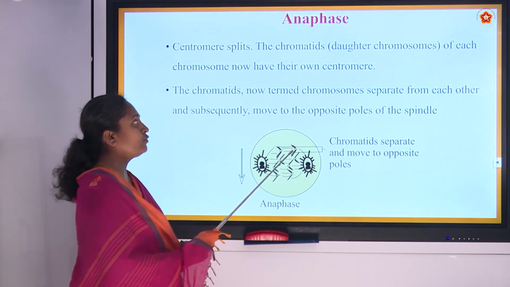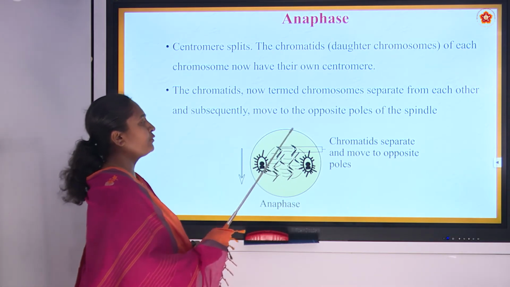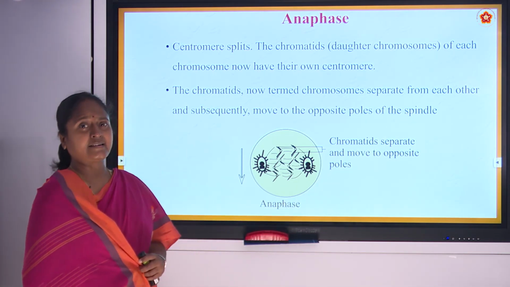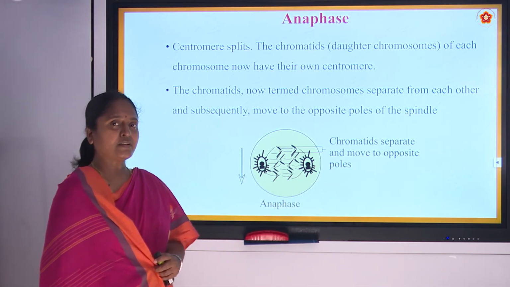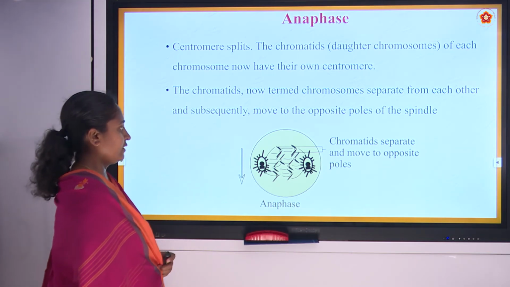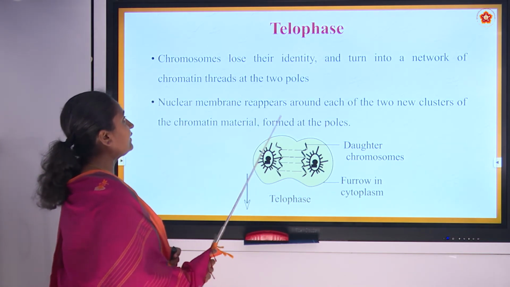So we are able to separate the chromosomes towards opposite sides because of the spindle fibers which are attached to them. Where are the spindle fibers coming from? They are coming from the centrioles. Okay, this is known as anaphase. Then it is followed by telophase.